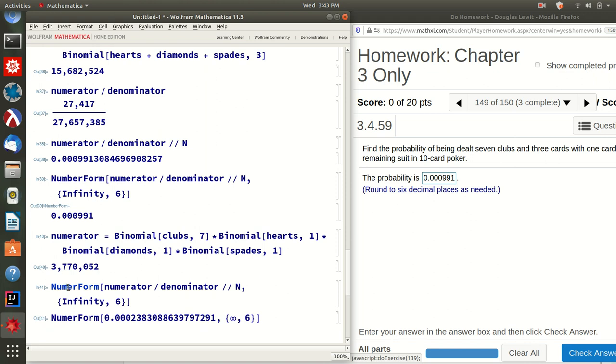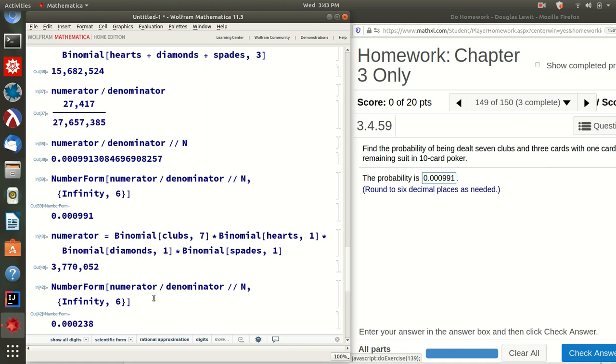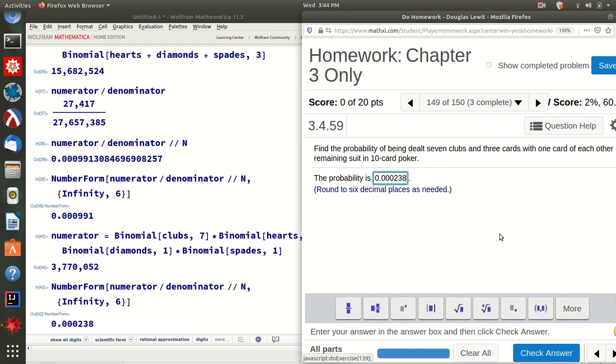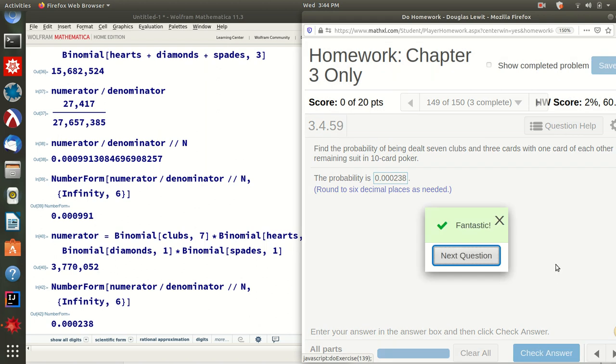Oh, no wonder, I didn't spell this command correctly. In Mathematica, spelling is very, very important. Okay, so this time we have a somewhat smaller probability, although the magnitude is about the same: 0.000238. Now let's see if this is correct. Yes, that is correct. Pearson likes my answer.